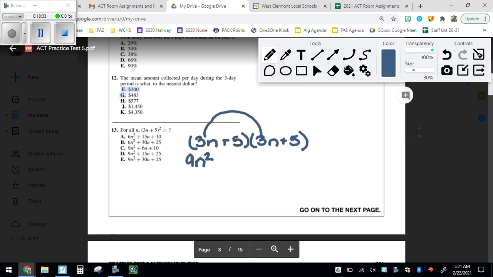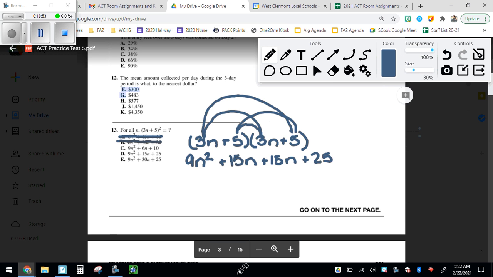By the way, I can right off the bat cross off A and B, because they start with 6n. 3n times 5 makes plus 15n. Going to distribute this plus 5 now, plus 15n, plus 25. Combine my like terms in the middle. 9n squared, 15 plus 15 makes 30. And the one that matches with is E.